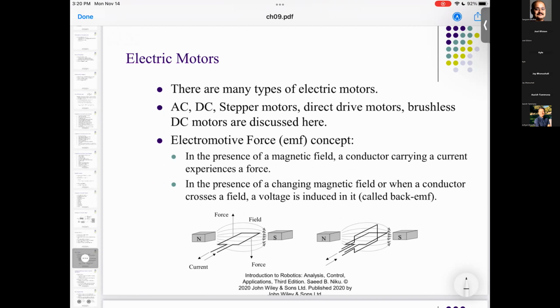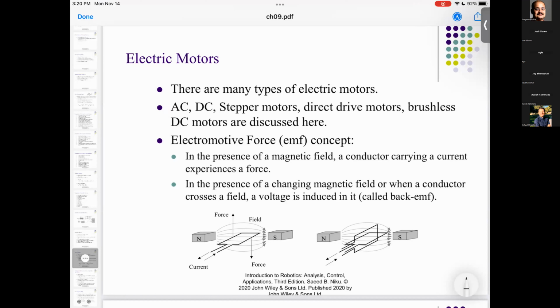Electric motors. If you come from an electrical background, you will take multiple courses to study electric motors, to control electric motors, to understand the actuation and drive of electric motors. But there are many electric motors. There are AC motors, the motors that run on alternating current. DC motors, the motors that run on direct current. There are stepper motors. There are direct drive motors. There are brushless DC motors, and so on.